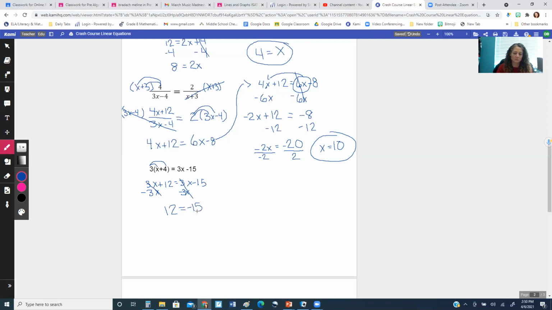Well, 12 does not equal -15. On no planet does 12 equal -15. So this equation has no solution. There is nothing that x can equal that will make this true. Absolutely nothing. X equals 0, nothing.